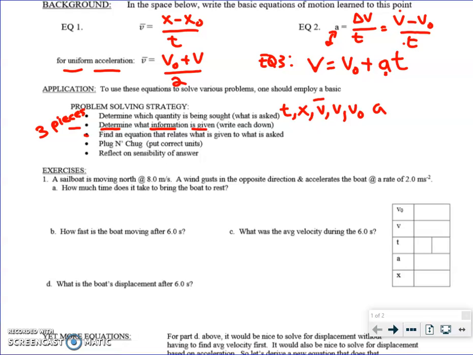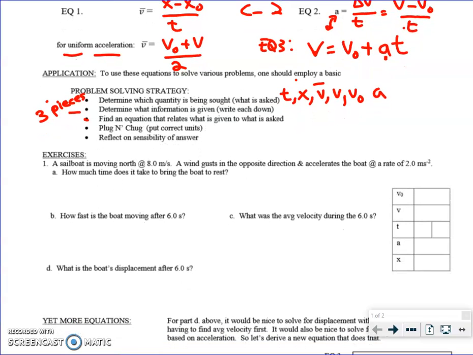Then it's step 3. Then you go and find an equation. You should never have to guess at an equation because you've got your variable listed that you're looking for, you've got your variables that you know, and you can find one of these equations that matches all that. Once you find an equation, write it down. Then you can plug and chug. Plug and chug means put in the numbers, chug out with your calculator, and answer. And then lastly, reflect on the sensibility of the answer. Does it make sense?